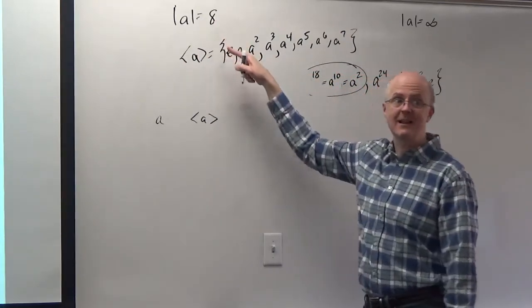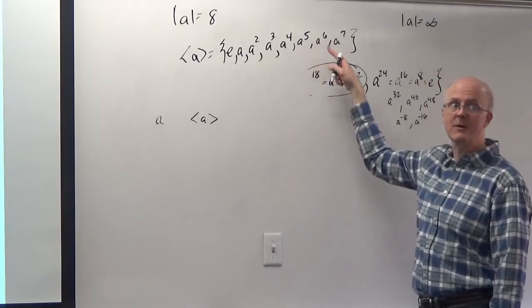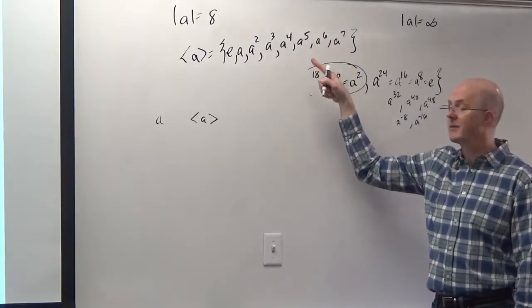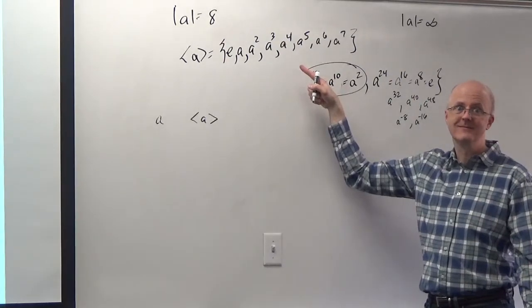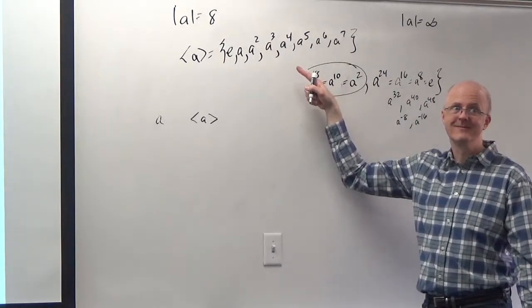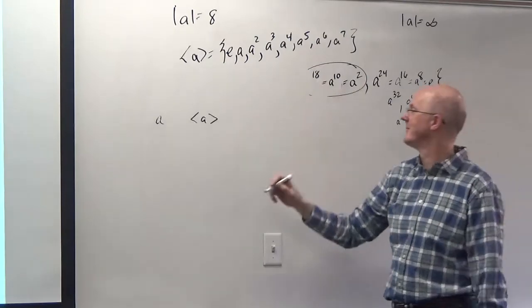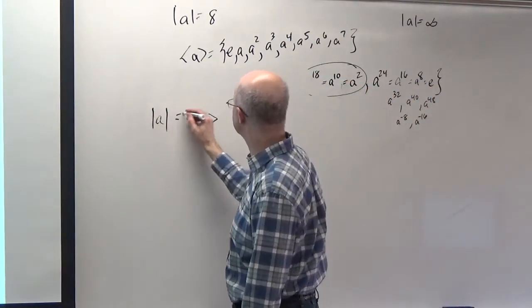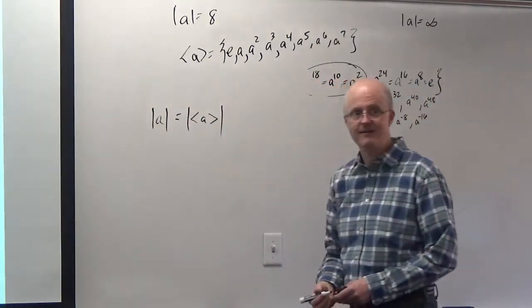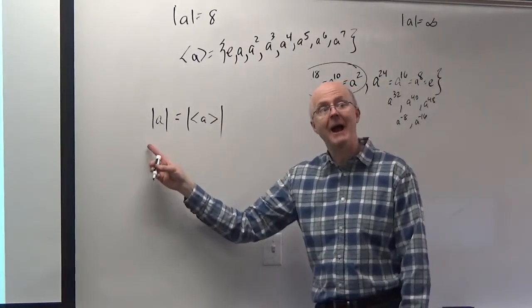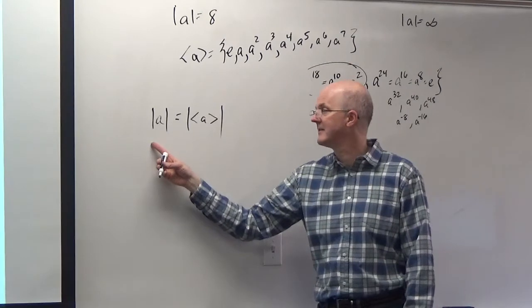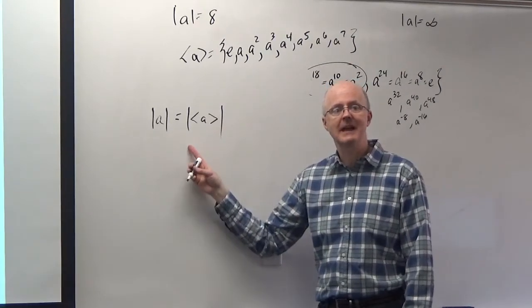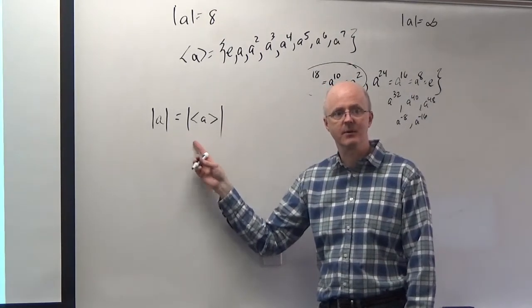That has order 8 as an element. Its cyclic subgroup, its cyclic group generated by it has order what? 8 as well. They're the same. The order of an element is the same as the order of the cyclic subgroup it generates. The smallest positive integer power of a giving you the identity, if there is such a power, is the same as the number of elements in the cyclic subgroup it generates.